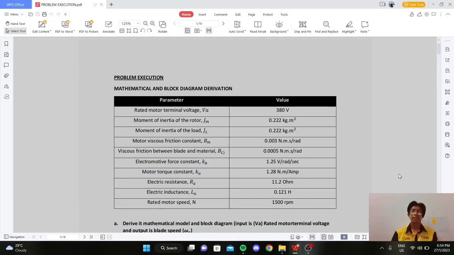So the next part is problem execution, mathematical and block diagram derivation. The parameters and values are given. VA equal to 380 volt, JM equal to JL equal to 0.222 kg per meter square, BM equal to 0.003 Newton per second per radian, BL equal to 0.0005 Newton per second per rad, KB equal to 1.25 V per rad per second, KA equal to 1.28 Nm per ampere, RA equal to 11.2 ohm, LA equal to 0.121 H, and N is 1500 RPM.